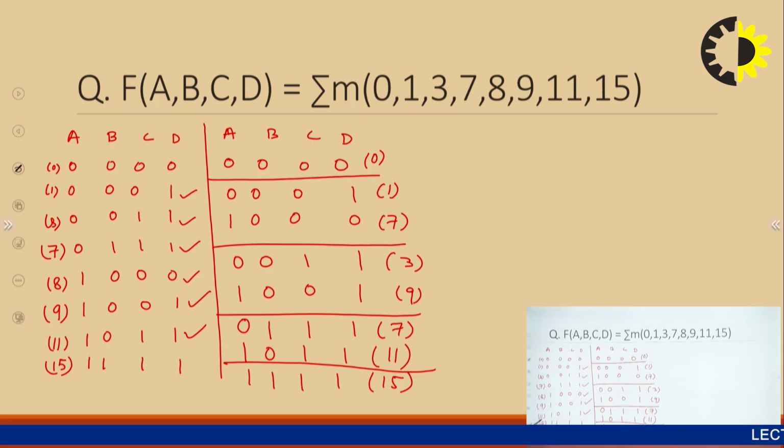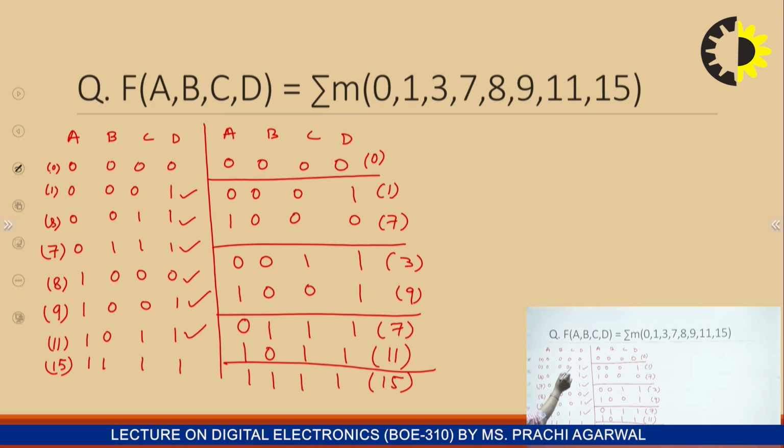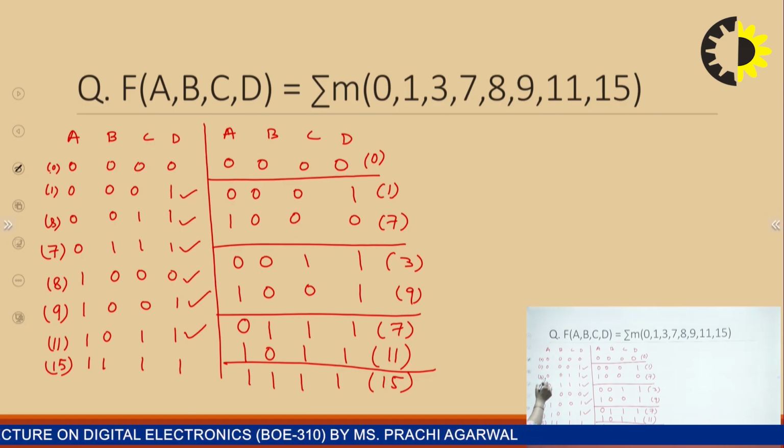So what I have done, I am again telling, I have just written these decimal numbers, these minterms, in ascending order. Then I have written the binary of these decimal numbers, right? Like 0 is 0 0 0 0, four times 0. For 1 it is 0 0 0 1. For 3 it is 0 0 1 1. The same way I have written till 15. Whatever minterms I have been given in the question, against those I have written the binary, right?